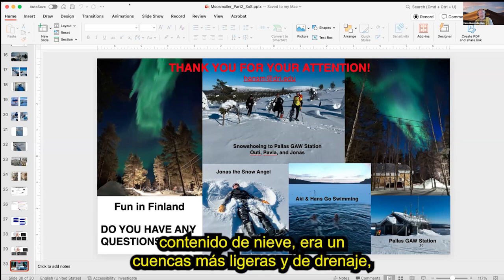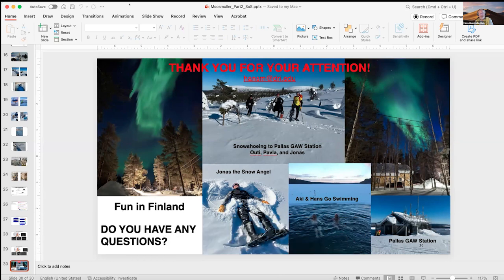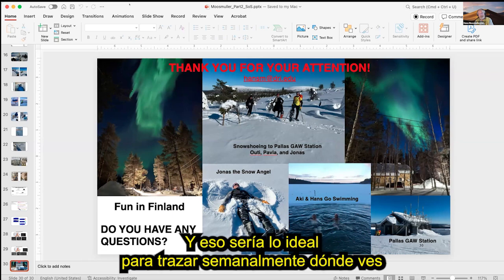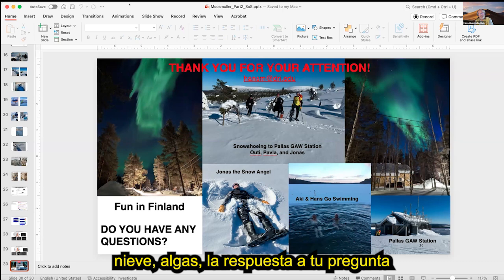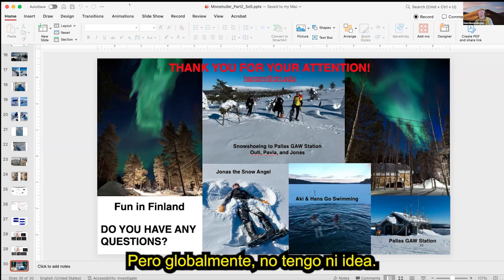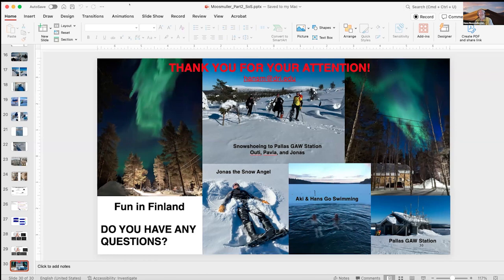So there in the US, we have now the Airborne Snow Observatory, which mostly maps snow content with a LiDAR in drainage basins. But it also has an imaging spectrometer, and that would be ideal to map out on a weekly basis where you see snow algae and answer your question, at least in a regional context. But globally, I have no idea, to be honest.